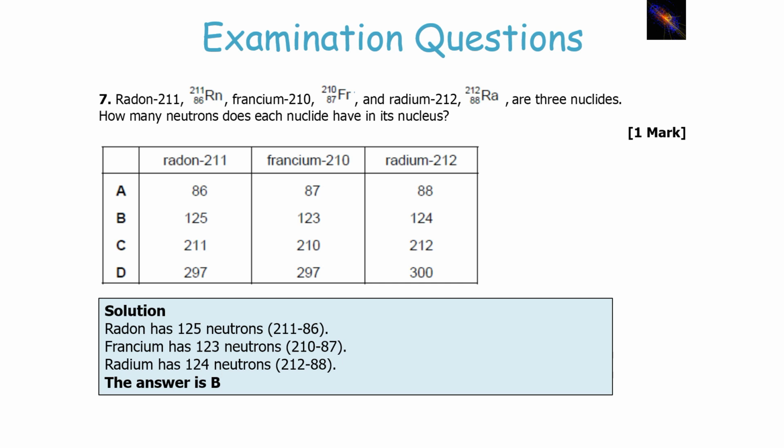Now what you've got to remember is the number of neutrons is the mass number, which is the number at the top, minus the atomic number, which is that at the bottom. So you do 211 minus 86, 210 minus 87, and 212 minus 88. So it gives us our biggest number for B.